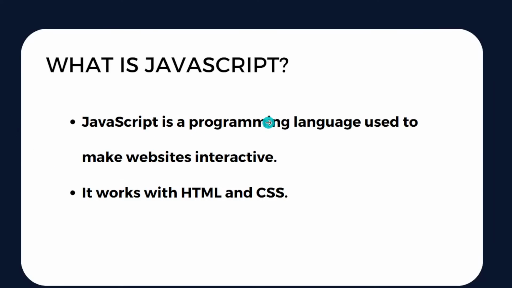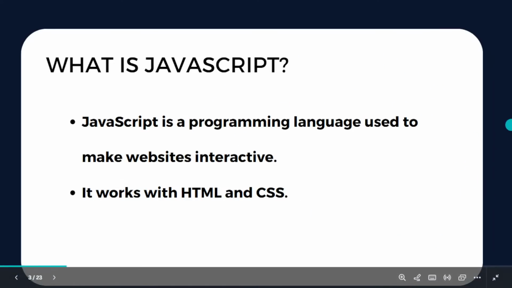Basically, JavaScript is one of the programming languages we use to make our website interactive, and it mostly works with HTML and CSS. We already saw HTML and CSS, and JavaScript is used to manipulate HTML and CSS. Same as Python, JavaScript is also a beginner-friendly programming language. Every syntax is easy to learn.